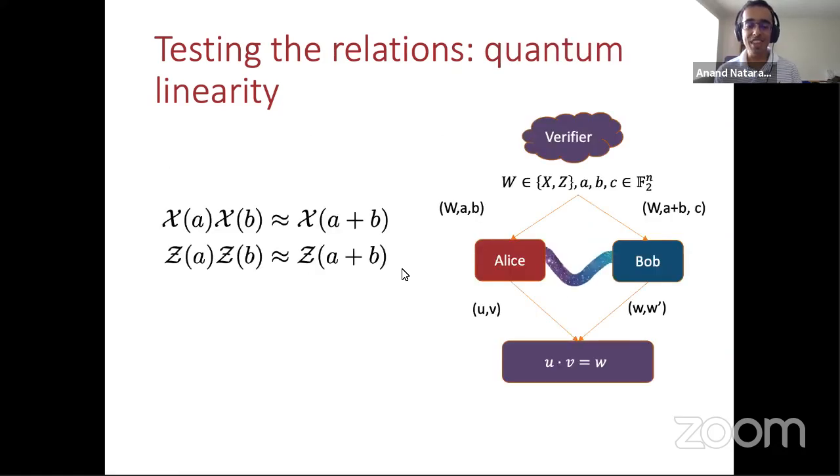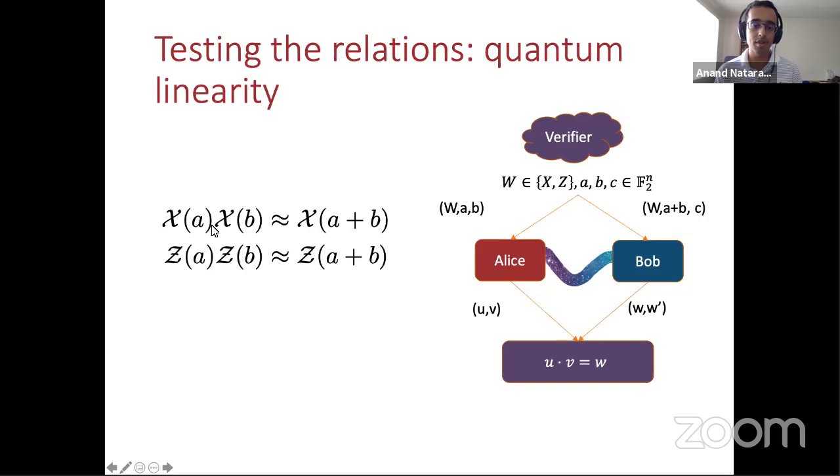Essentially, there's this test that's already known for these kinds of linearity relations that can certify that if you have a Boolean function f, then f of a times f of b is close to f of a plus b. And it turns out that the same test, when you analyze it with observables, will certify these operator linearity relations.